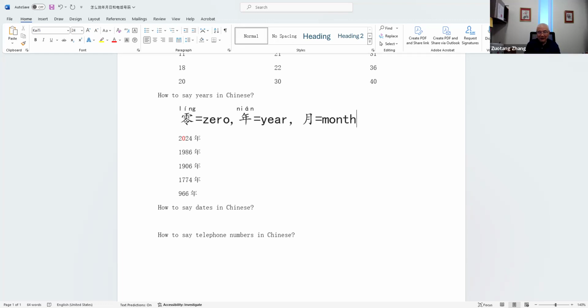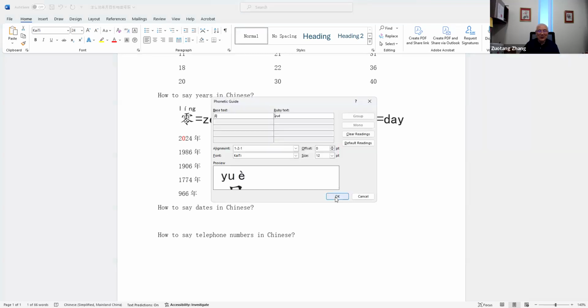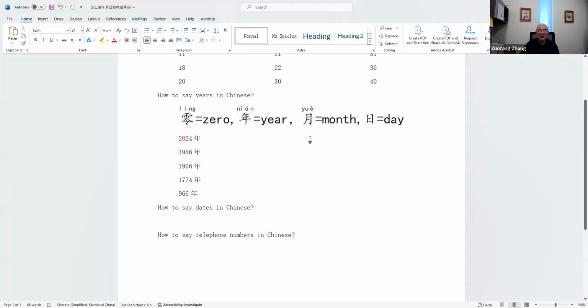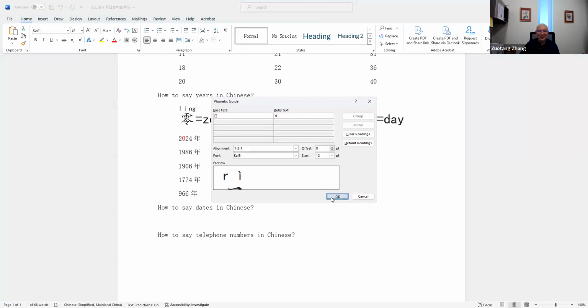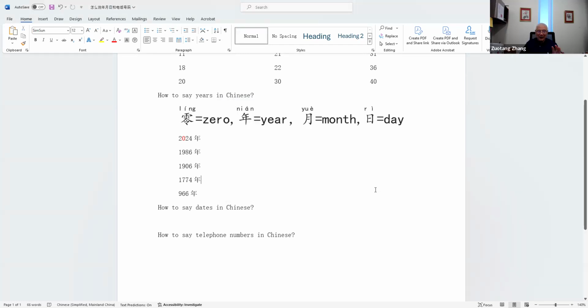We learned it in the last video, and we are going to learn another word, 日, which means day or the sun. We learned this in our last video. That would be day. Okay, and I'm going to put the pinyin over these for you. So this would be 年, 月, and this would be 日. Okay, 日.